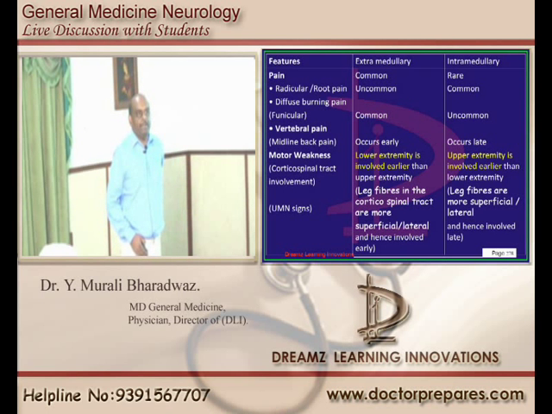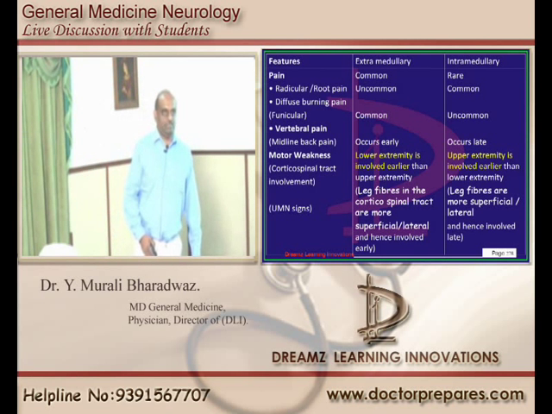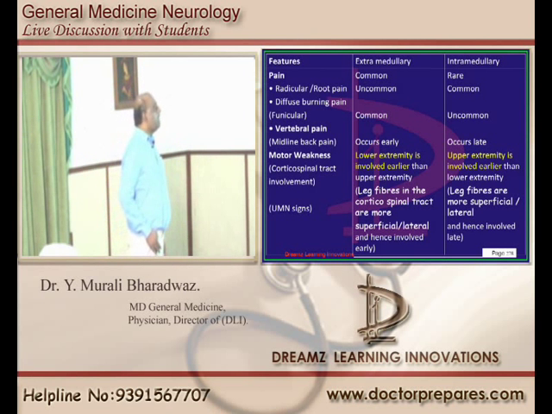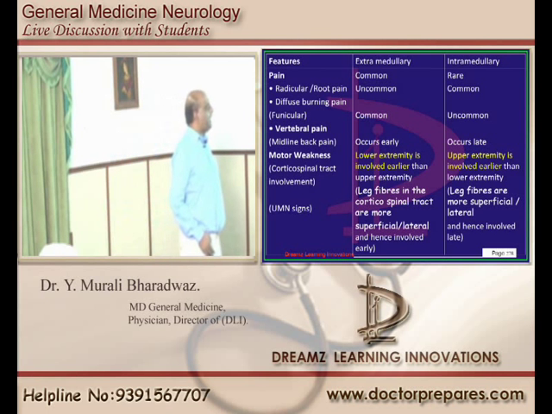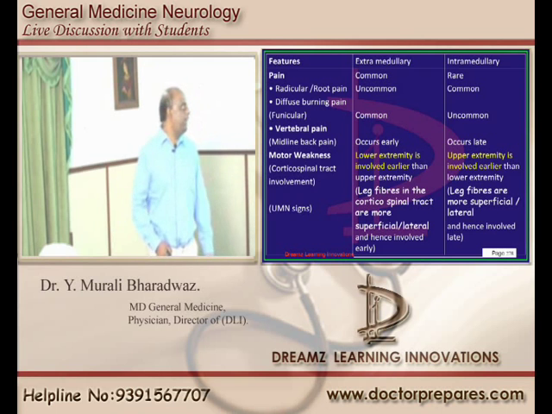Then vertebral pain, if there are metastasis, it can lead to extramedullary, extradural lesion, which can be vertebral pain. Now, if you look at the motor weakness, do you expect it to occur early in the extramedullary or in the intramedullary? Why do you expect that?